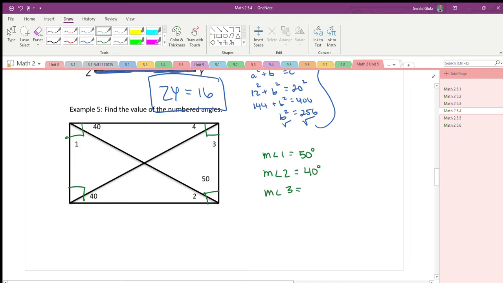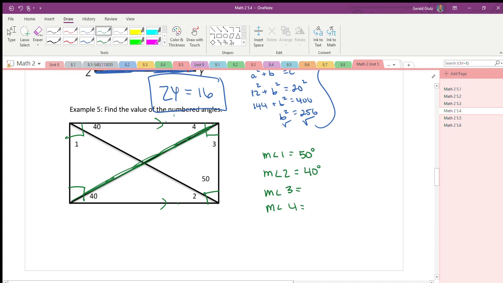Now angle 3 and angle 4 are a little tougher, but not too bad. We know that rectangles have opposite sides that are parallel. So these two lines are parallel to each other. This diagonal right here is touching both of these parallel lines, so that is called a transversal.